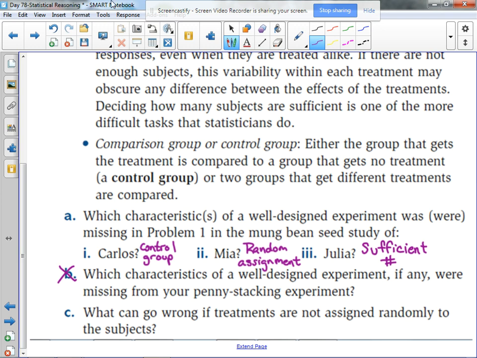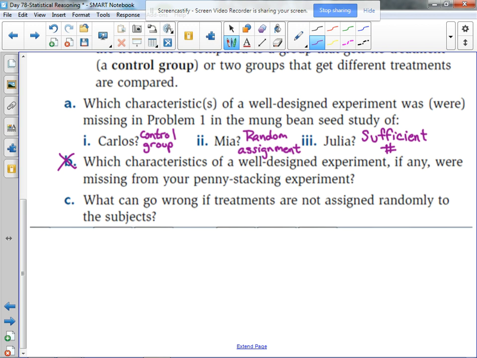What can go wrong if treatments are not assigned randomly to the subjects? Well, there are a variety of things that can go wrong, but the biggest one is the term bias. In the case of this study, if you pick the healthy beans, they're more likely to sprout anyways. If they're healthy, they're more likely to sprout. It doesn't matter whether they're put in the microwave or not. If you're talking about a treatment on people, like a certain type of medication, if you give it to this group that looks like they're doing better anyways, well, obviously that treatment's probably going to have better effects. Or vice versa. If you give it to the group that's not doing as well, it's probably not going to have as good of results. So there's a lot of danger if you don't assign treatments randomly to your subjects.